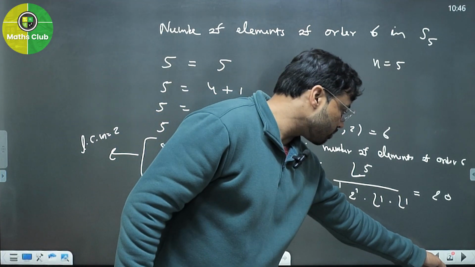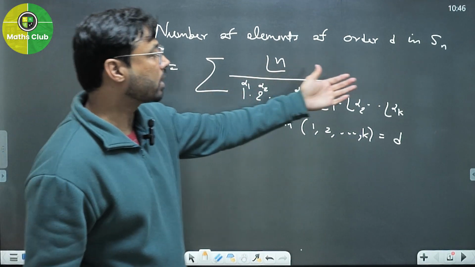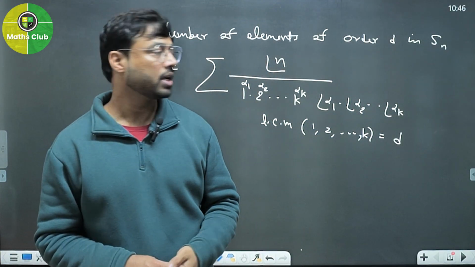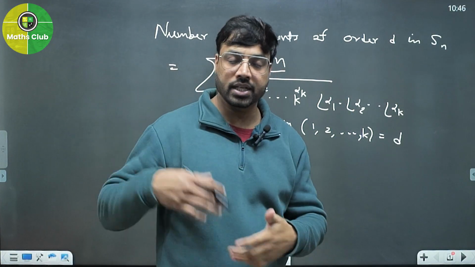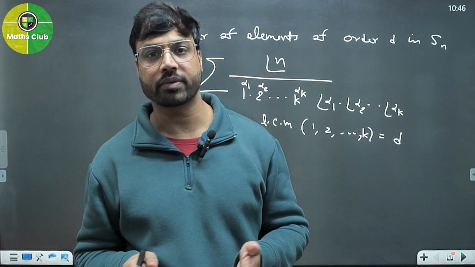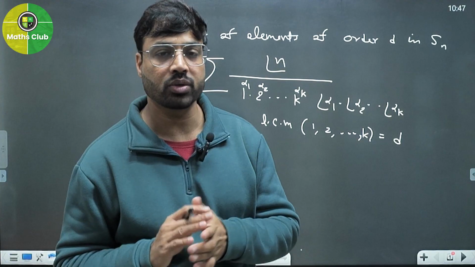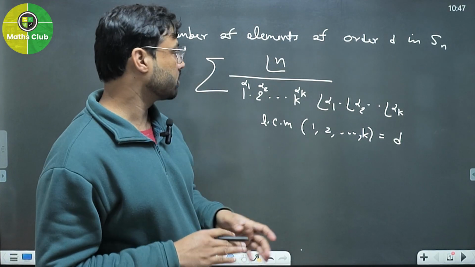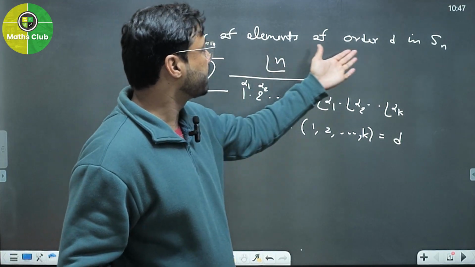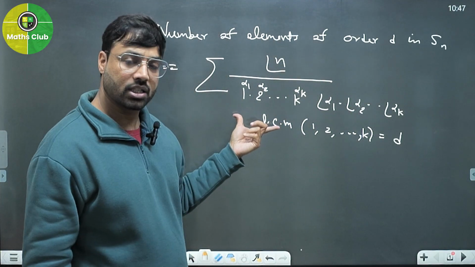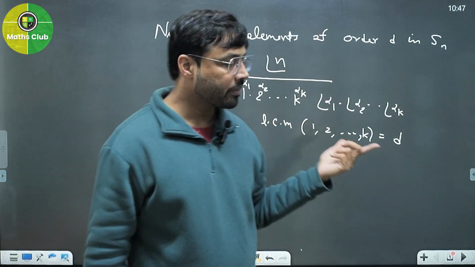So by using this formula, in general, suppose you have to calculate the number of elements of a particular order in S4, n will be 4, and d can be any order, like order 6, order 5, or whatever. Just check if a partition is possible to give the LCM equal to that particular d. If possible, then you can calculate the number of elements of that particular order d in Sn by using this formula directly.